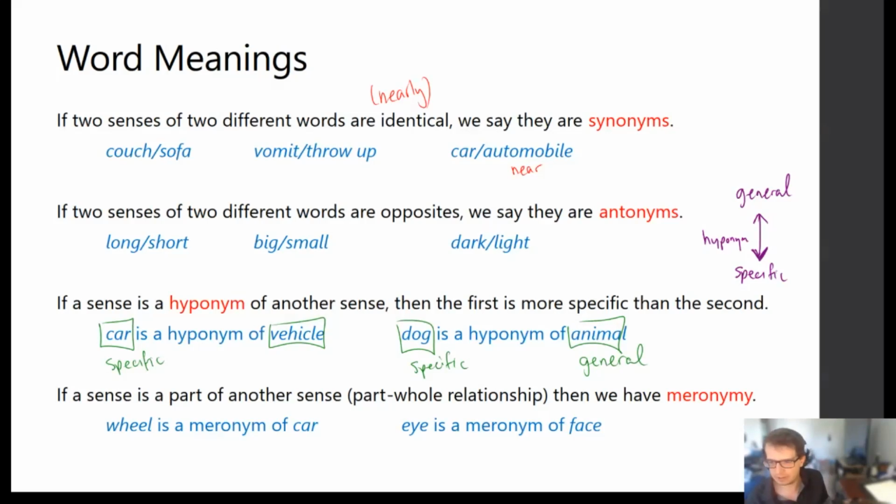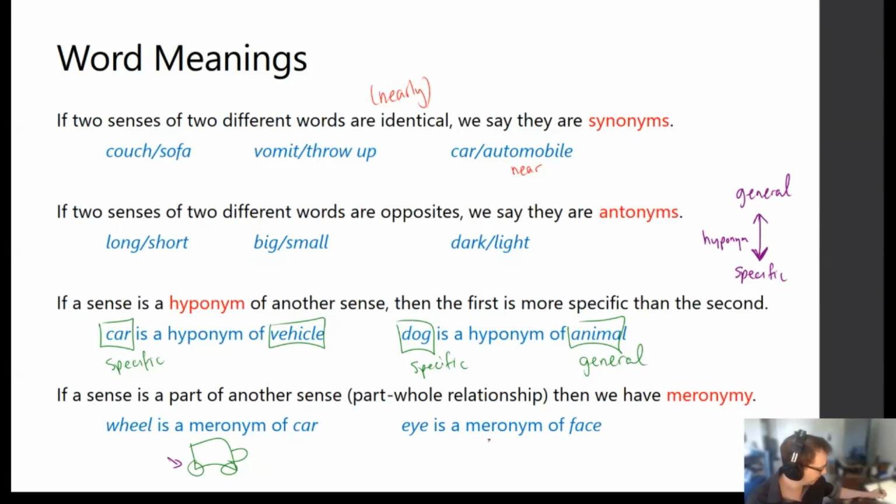The last relation between senses is something called a meronym. This isn't something that I see too often outside of linguistics, but a meronym is a part-whole relationship. So this is like when you have an object and then you take a part of that object. Like if you have a car, that's a car. A wheel is a part of a car. So the wheel is a meronym of a car.